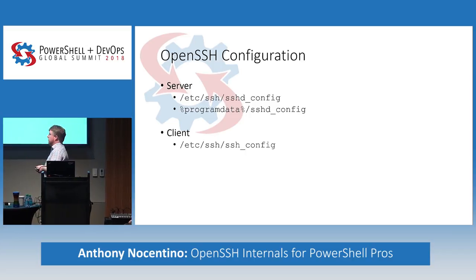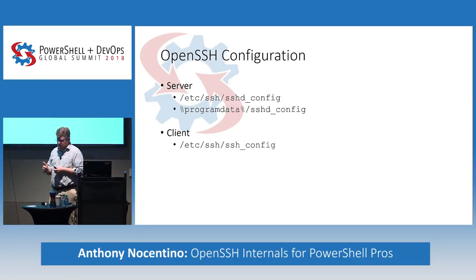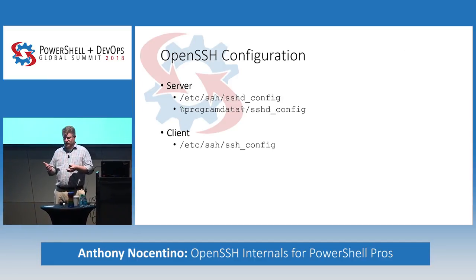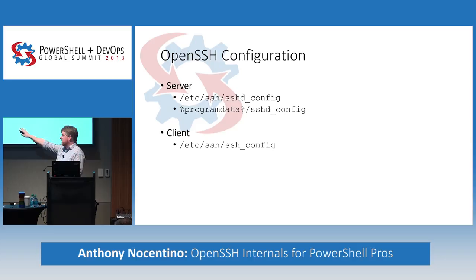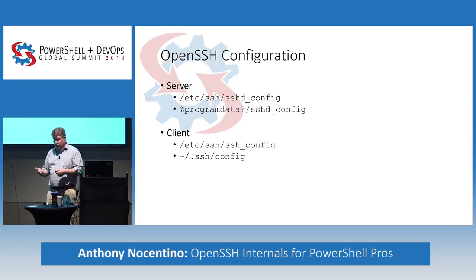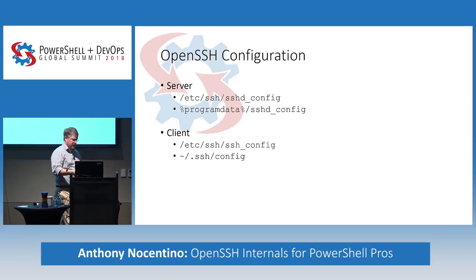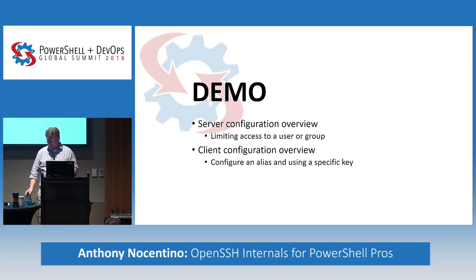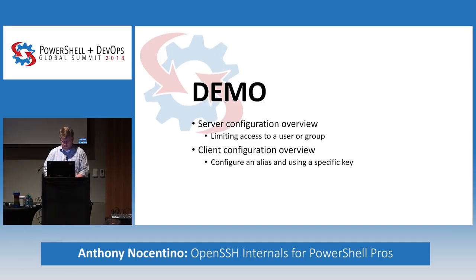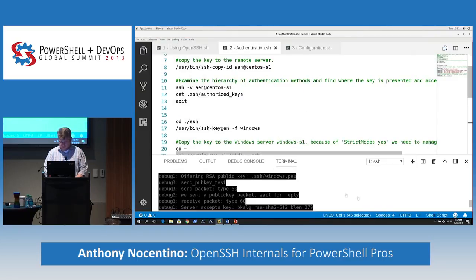On the client side of the house, we have ssh_config, which is gonna configure global client functionality for the entire system that we're on. People get confused between ssh_config and sshd_config: sshd is the daemon, ssh is the client. That also can live in your home directory, so you can make a specific configuration file for you and build up some good shortcuts and aliases and things like that for your connections. That lives in %USERPROFILE% on Windows systems in .ssh/config. So let's look at that.